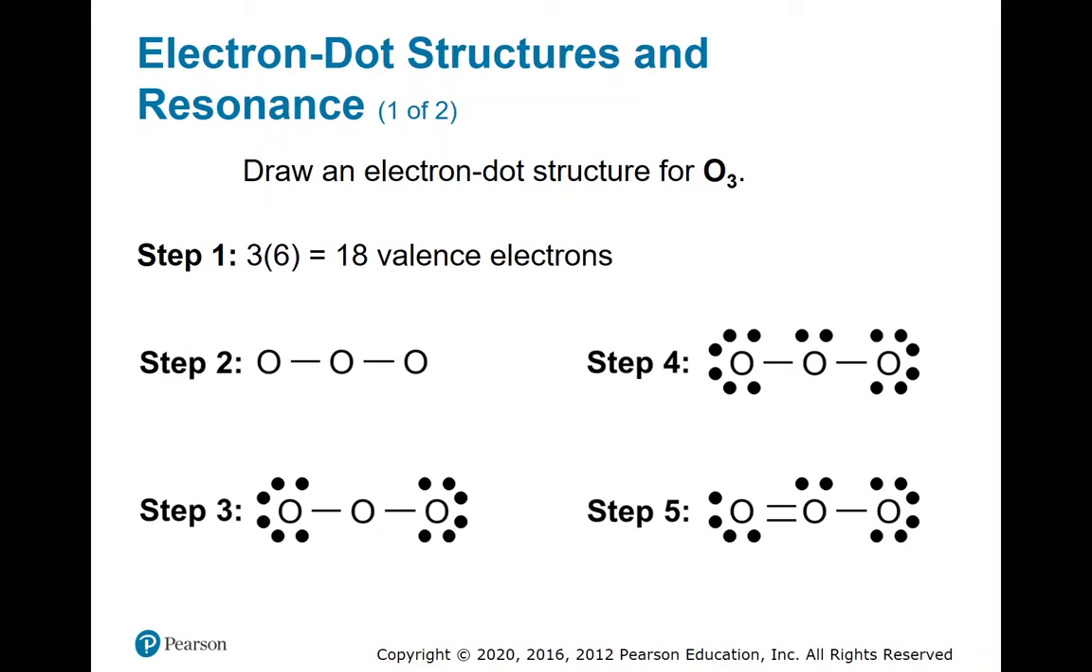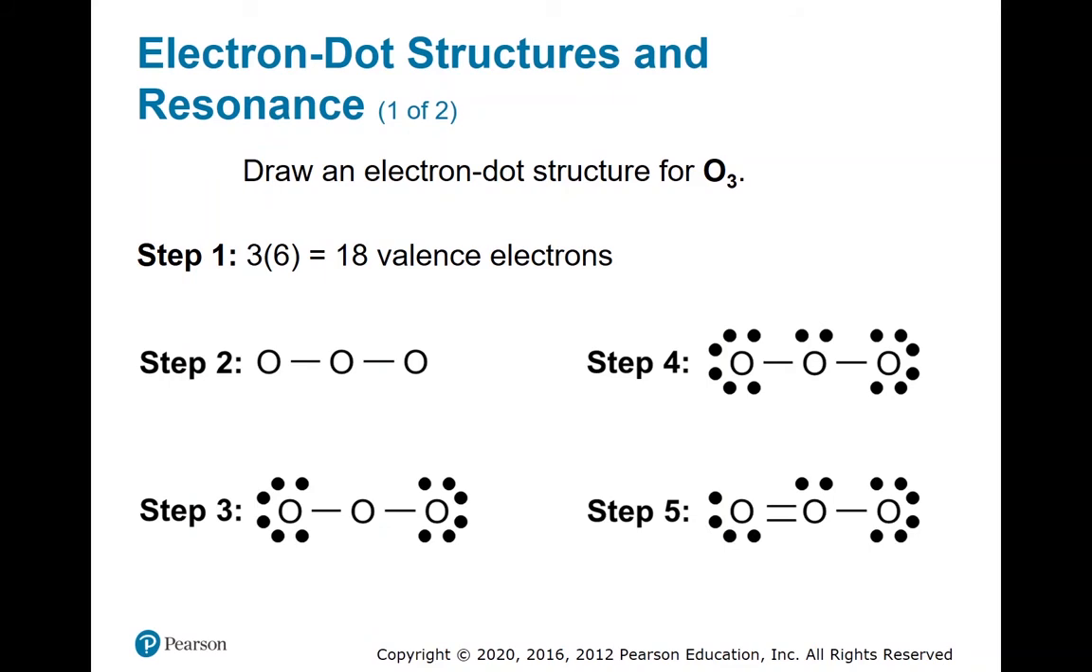Step 3 asks us to use as many as we can to fill out the octets of the outside atoms, so those would be the left and right oxygens there, I guess. So if you put 3 lone pairs, or 6 electrons around each, combined with the single bonds that we already had, then both of those oxygens on the outside will have 8 electrons each.